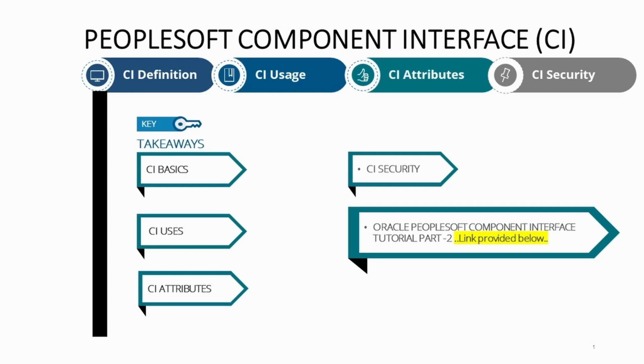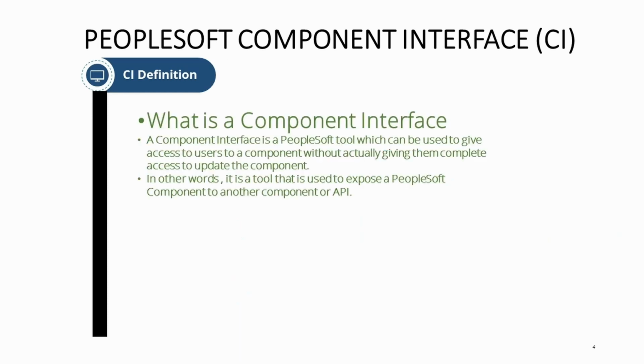Okay, so now let's move on to the real thing, which is component interface. PeopleSoft Component Interface. Now, the question is, what is a PeopleSoft Component Interface? A component interface is an application programming interface, an API tool, which is used to expose a PeopleSoft component for synchronous access from another application. This other application could be a PeopleSoft application or a non-PeopleSoft application like Java or C++.